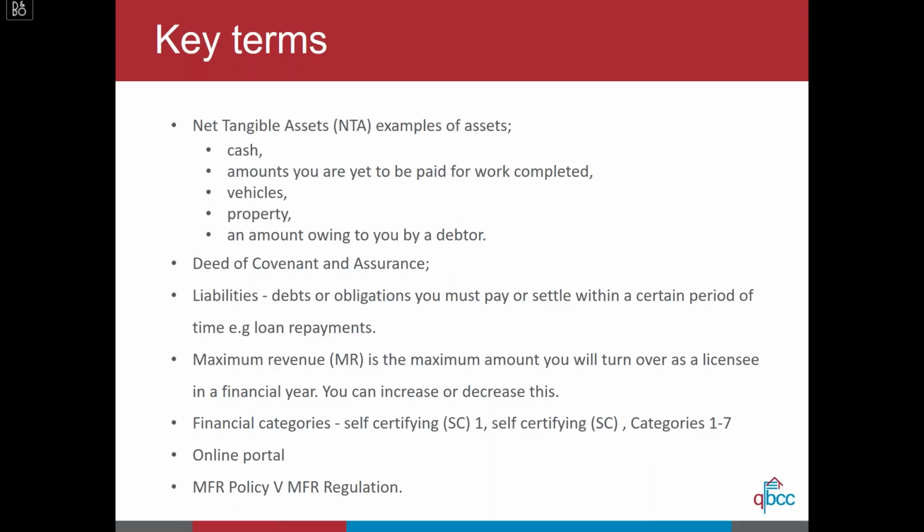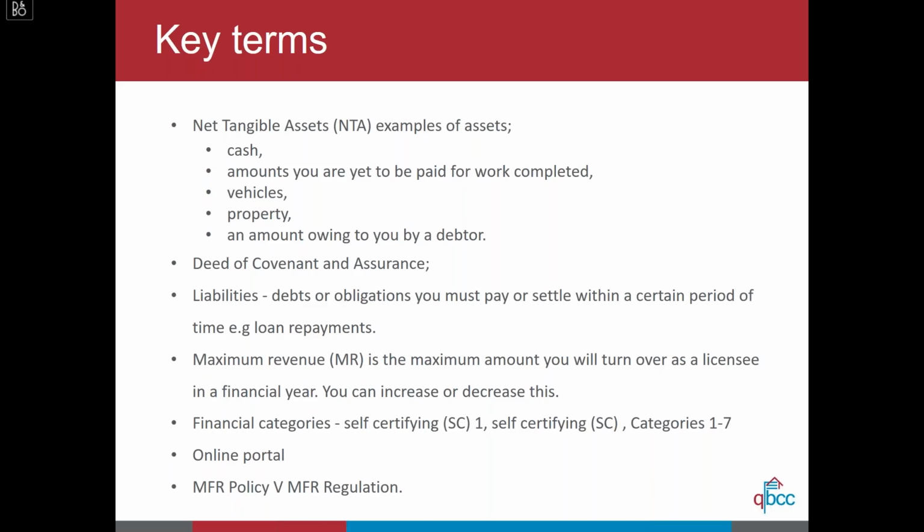Now, I mentioned before when I was talking about net tangible assets that your net tangible assets can determine your maximum revenue for the forthcoming year. So your maximum revenue, or your MR, includes the total income that you receive from the building industry and any other source, excluding salary, and is determined by your net tangible assets. Now, this is the maximum amount you can turn over. It's not the amount that you must meet annually.